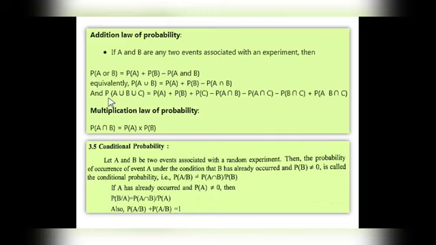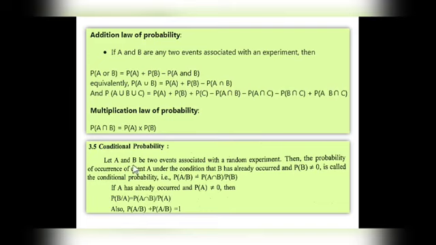And if there are three events, P of A union B union C, then it is P of A plus P of B plus P of C minus P of A intersection B minus P of A intersection C minus P of B intersection C plus P of A intersection B intersection C. Multiplication law of probability. P of A intersection B is equal to P of A into P of B.